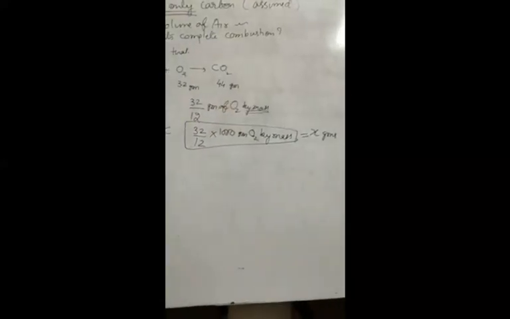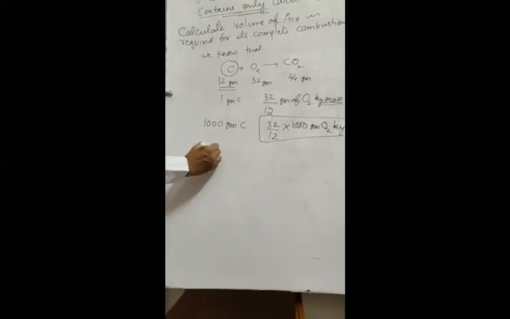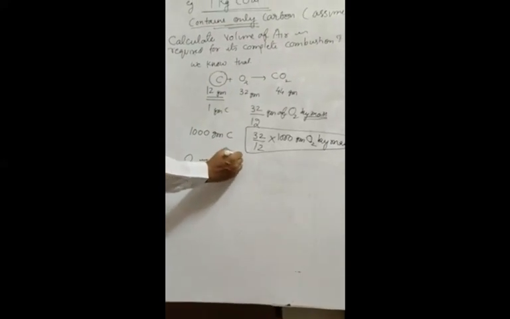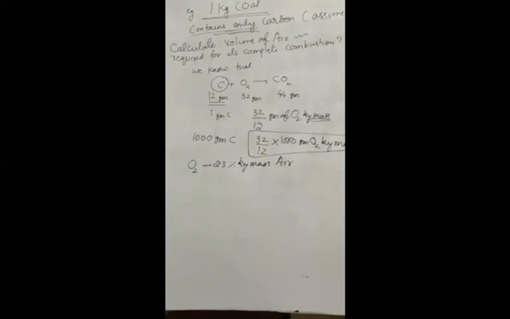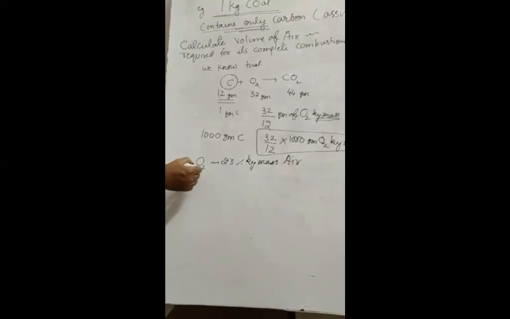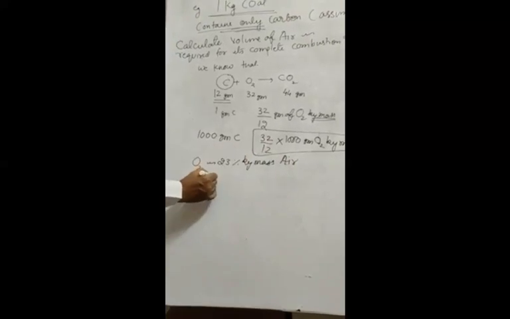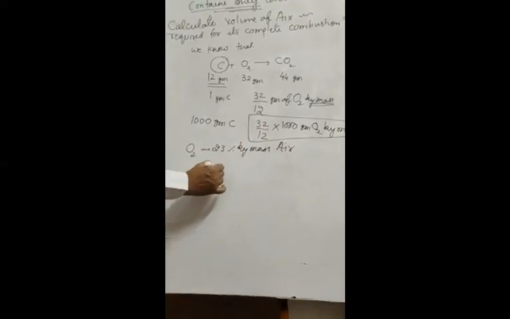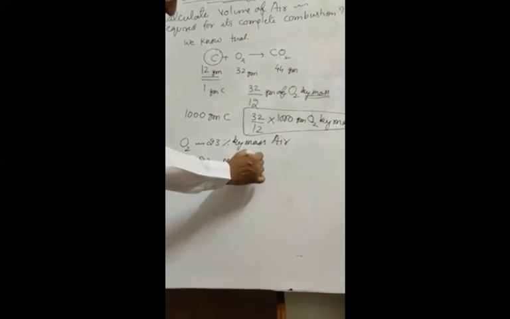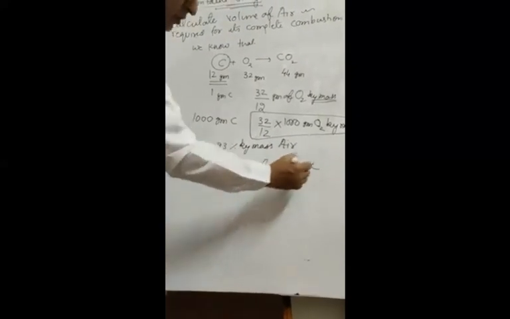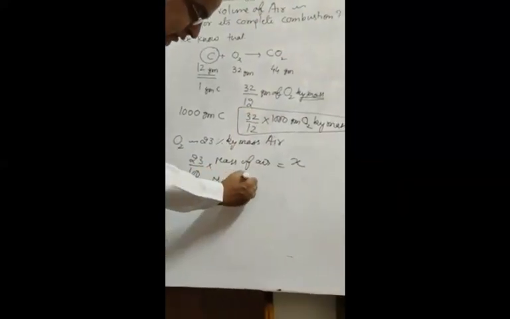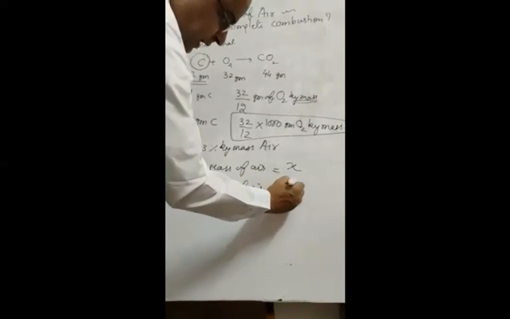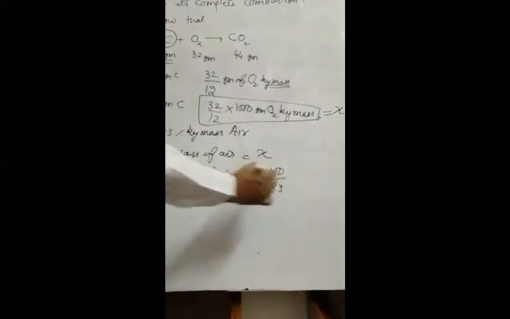Suppose this value comes out to be x grams. We know that oxygen is 23% by mass of air. So 23% of the mass of air must be x grams. So the mass of air is equal to x into 100 by 23. This is one manner.